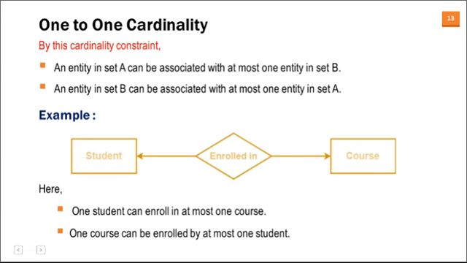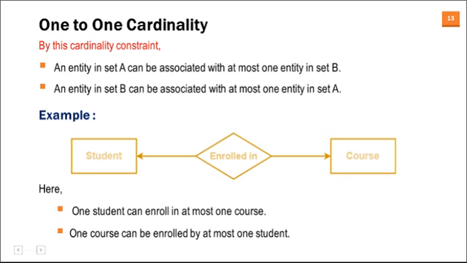Next is one-to-one cardinality. It means entity set A and entity set B both have at most one value. That is, one student can enroll for at most one course, and one course can be enrolled by at most one student. So every course has one student, and every student can enroll for only one course.